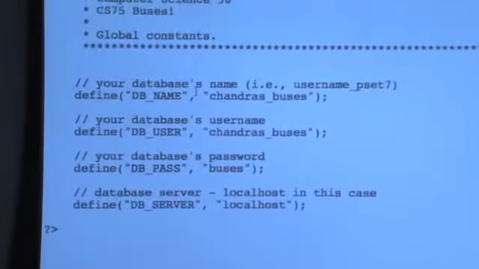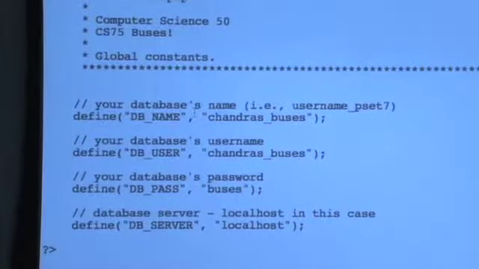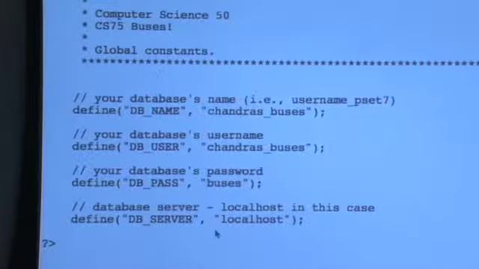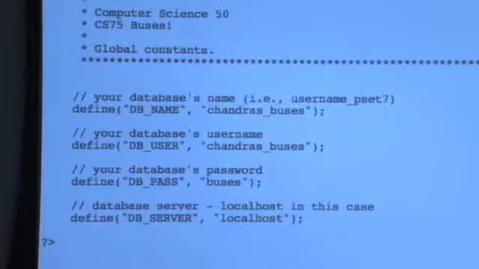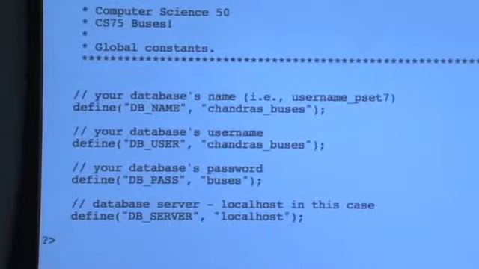constants.phps has four constants that I've defined: database name, database user, database password, and database server. I basically defined them to be these values. All I'm doing in this file is defining constants that I can look up from other pages that require it. Let's go back to common.phps.